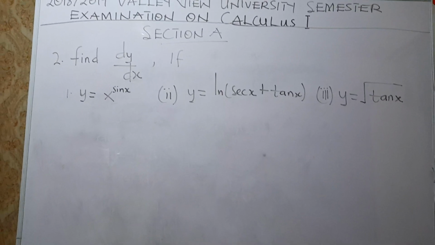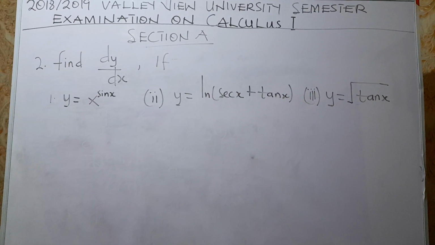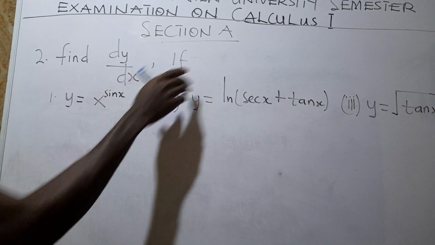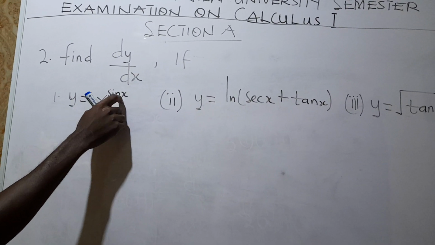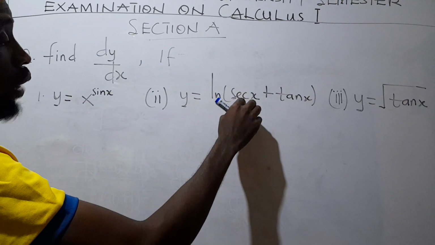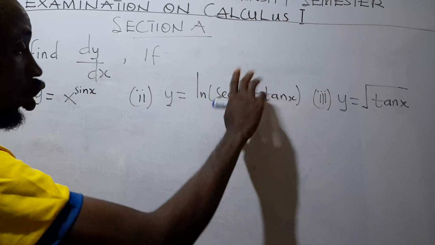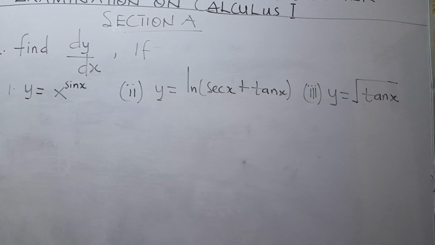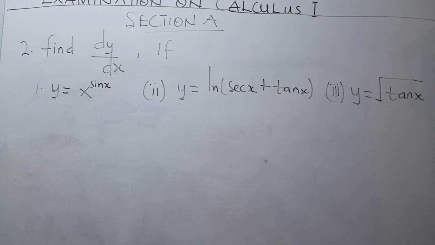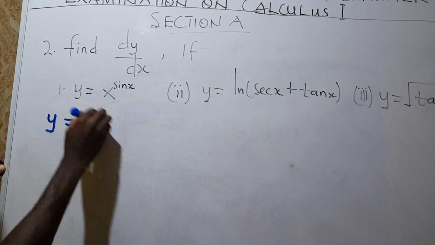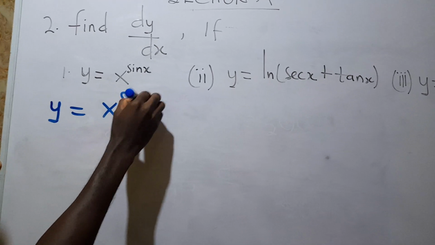So the second aspect, or the question 2 aspect of the section A, is say find dy over dx if y is equal to x exponent sin x, worth 7 marks. If y is equal to ln into bracket sec x plus tan x, also 7 marks. And y is equal to the square root of tan x, which is worth 6 marks. So how do we solve this? The first one, if y is equal to x exponent sin x, how do we solve this?